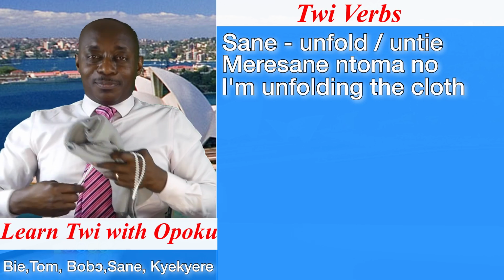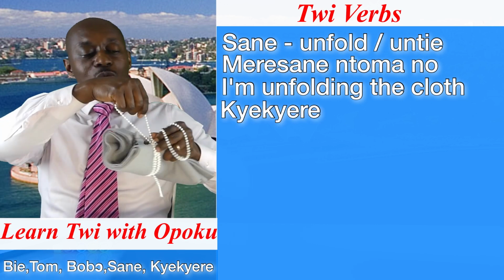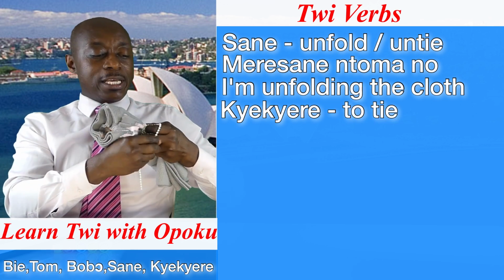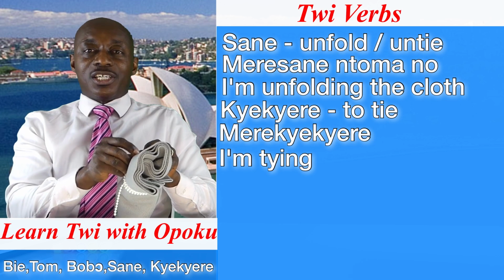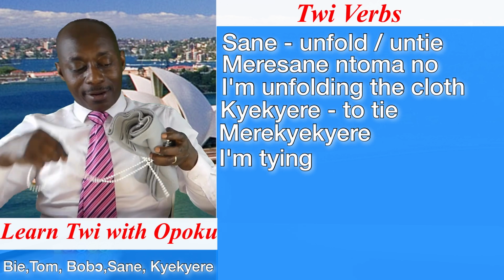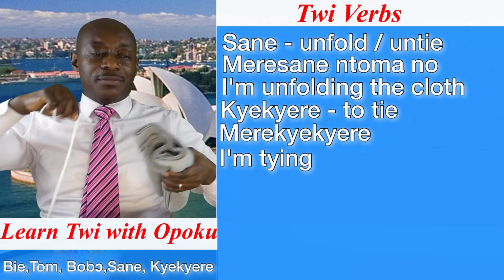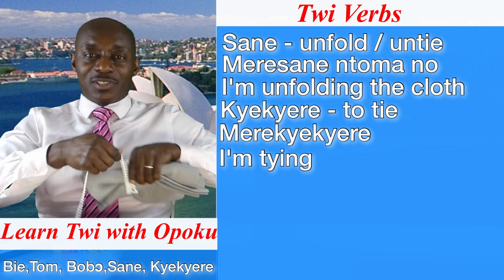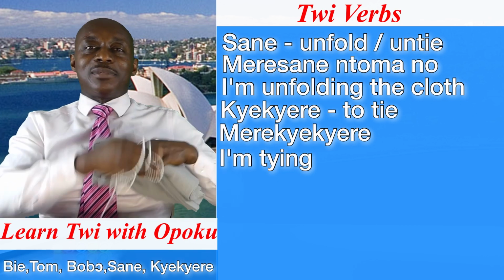Doing this also makes me remember another verb. In Twi, if you are doing this, we say kyekyere. Kyekyere, that is, you are tying. So in this case, me kyekyere, I am tying the cloth. Me kyekyere, I am tying. Untie, sane. Tie it, that is kyekyere. I'll do this. Kyekyere. Sane. Me sane. Good.